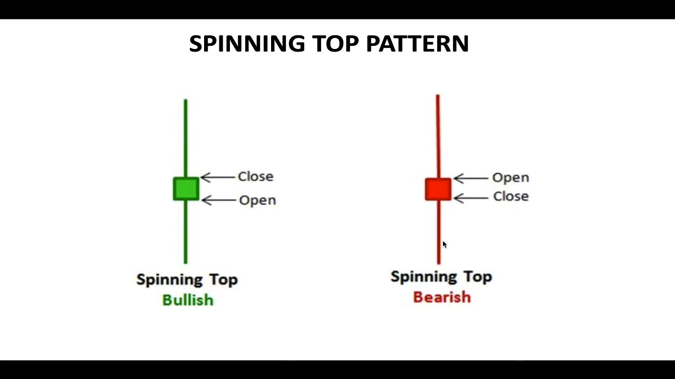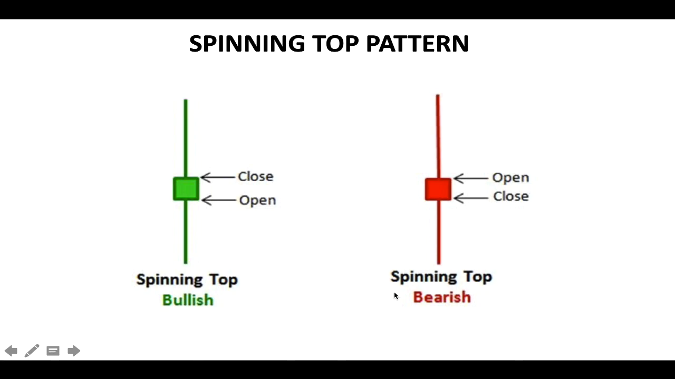So your spinning tops are effectively dojis with real bodies. So there's your bullish spinning top. The price has been falling, and the bears tried to take the price down. There's been a rejection by the bulls, took the price all the way up. There's been a rejection by the bears, brought the price down. The close is always higher than the open.